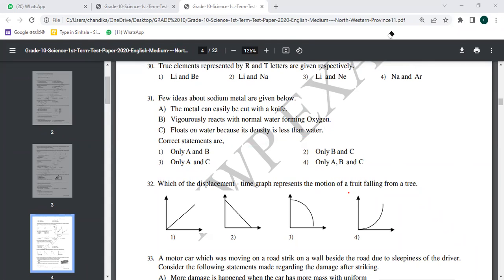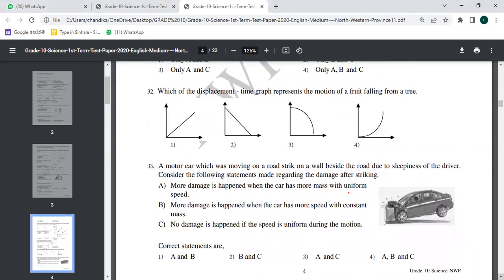Question number 32. Which of the displacement time graphs represents the motion of a fruit falling from a tree? What is the answer? First one. Wow, displacement time graph.